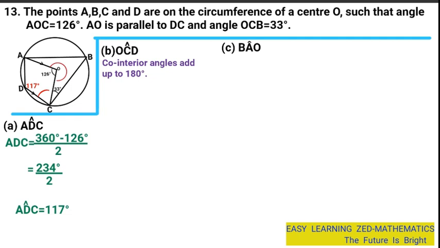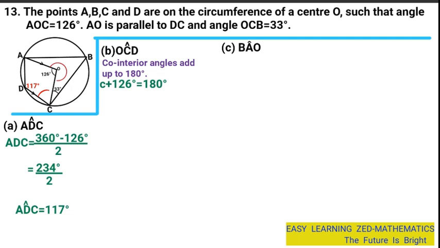That means when we add 126 with the angle down there, we should get 180 degrees. So the two co-interior angles are 126 and the angle OCD. They should add up to 180 degrees. So I'm going to write an expression, and now that angle I'm just going to call C. Angle C plus 126 degrees is equal to 180.